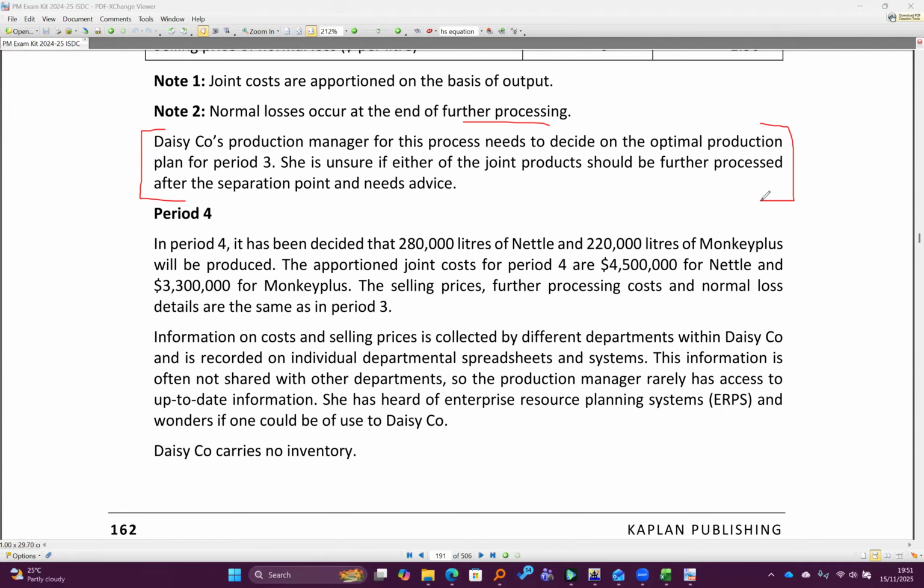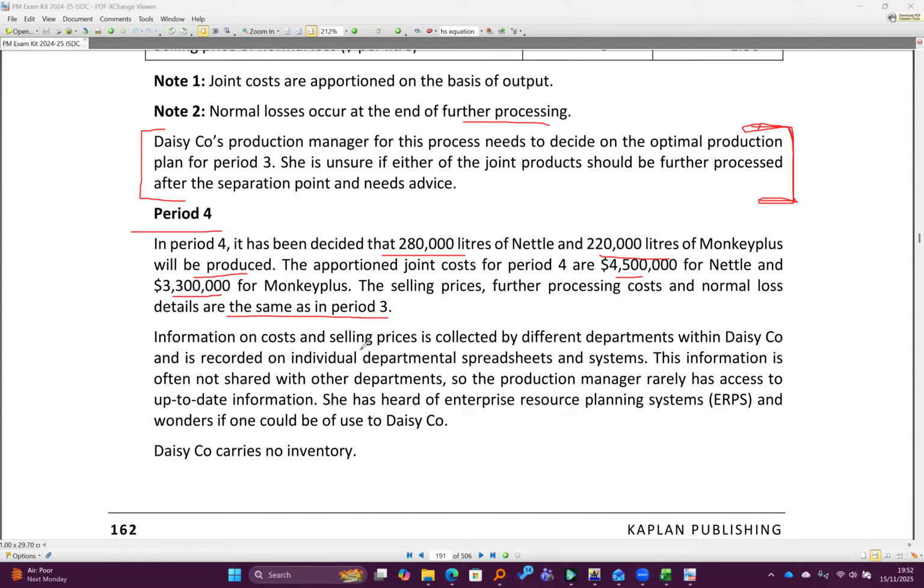So here, if you look at it, it's just a matter of looking at whether it is beneficial to process further or sell right away. And that means which one gives us the best revenue. So for period 4, they are deciding that 280,000 liters of netto and 220,000 liters of monkey plus will be produced. And then the apportioned joint costs for period 4 are given as 4.5 for netto and 3.3 for monkey plus. Selling price, processing costs and normal loss are the same as the ones in period 3.